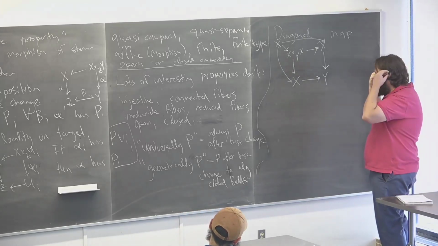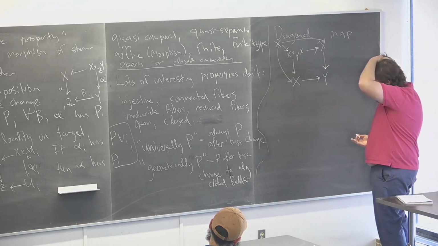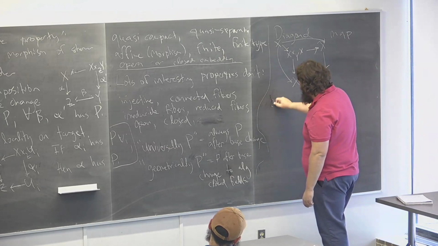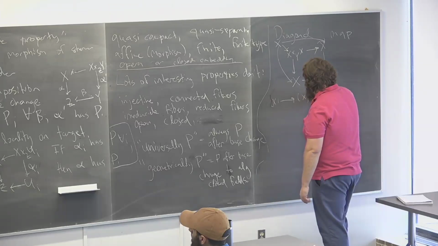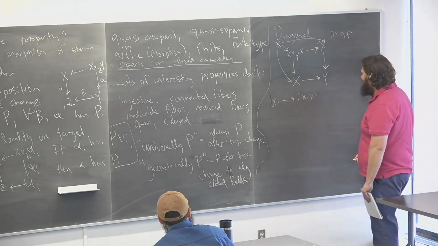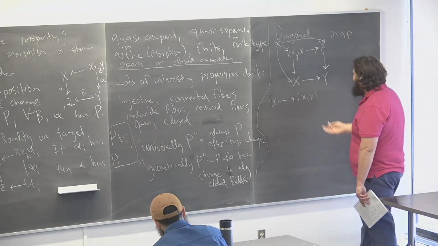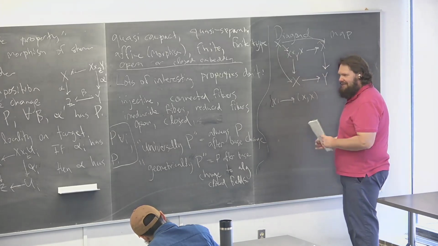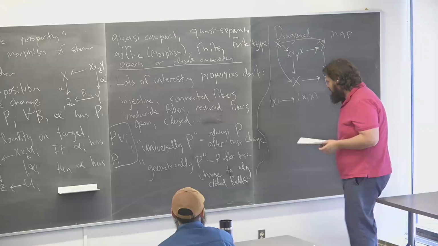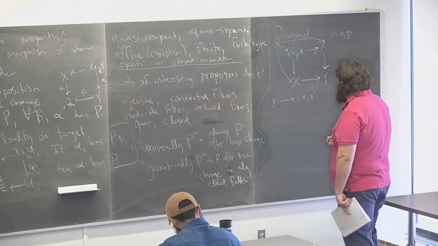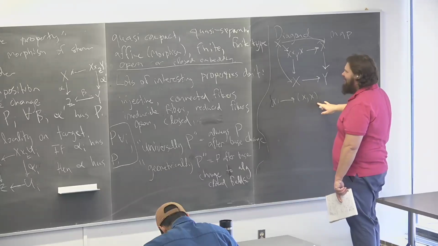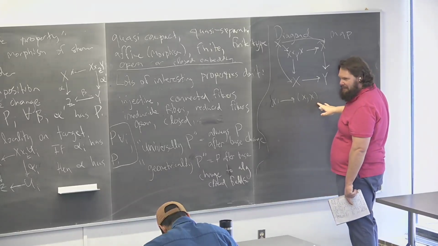And of course, the way you want to think about this is that it sends a point X to X comma X. But you have to remember that the definition of fiber product here is a little bit weirder. So you do have to be a little more careful about that, but this is the picture you should have in your head of what this map is.